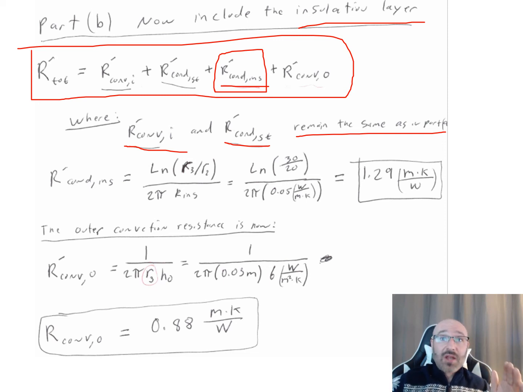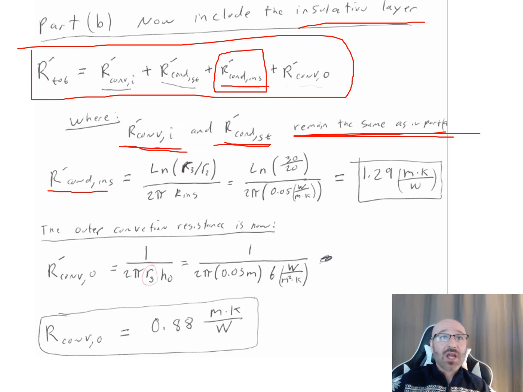These two remain the same, and if you don't believe it and you want to prove it yourself, just go back through and do it again. It's not going to take long. Better to have the extra work there, like solve them separately and not take it for granted. So we go through right here and we want to find our conduction of the insulation to add in there with our convection and our conduction of the steel right there.